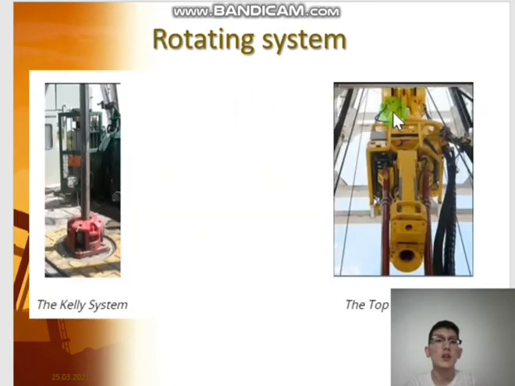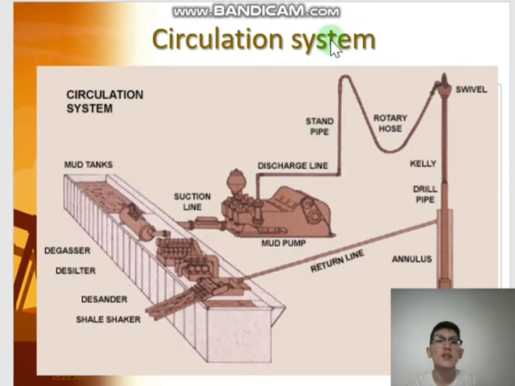Let's move to the rotating system. In the first picture you see the Kelly system, the first type, and the second type is in the second picture, the top drive system. The objective of the system is to create rotation force towards the drill bit at the bottom of the hole and to help when tightening or loosening pipe connections. It consists of the rotary table, Kelly, and swivel.